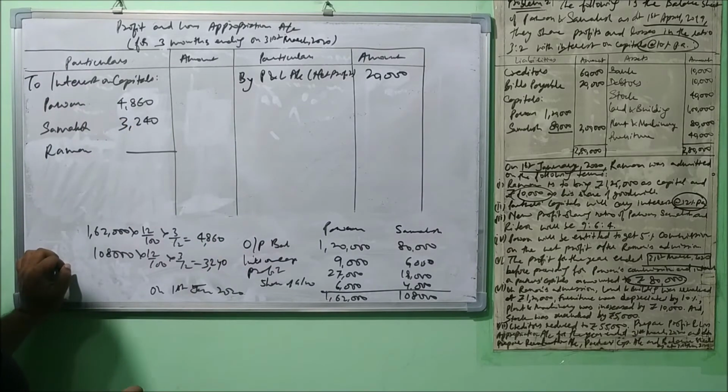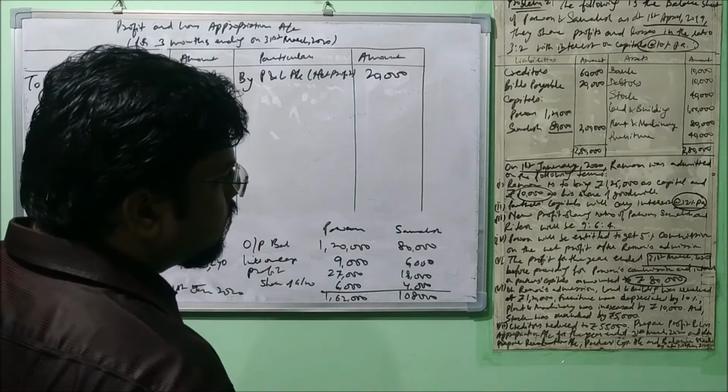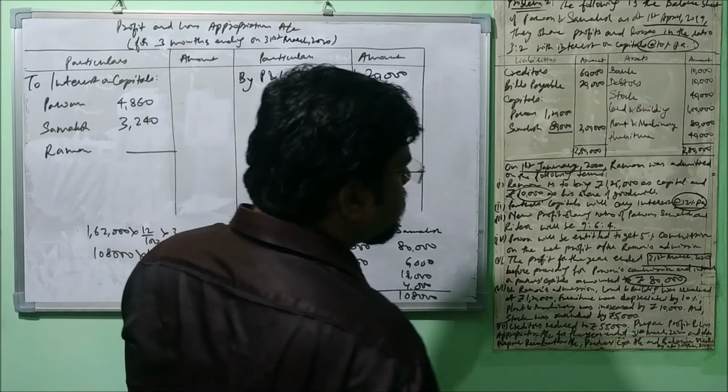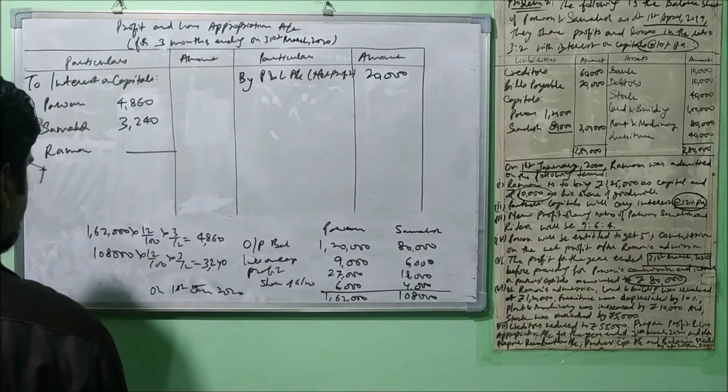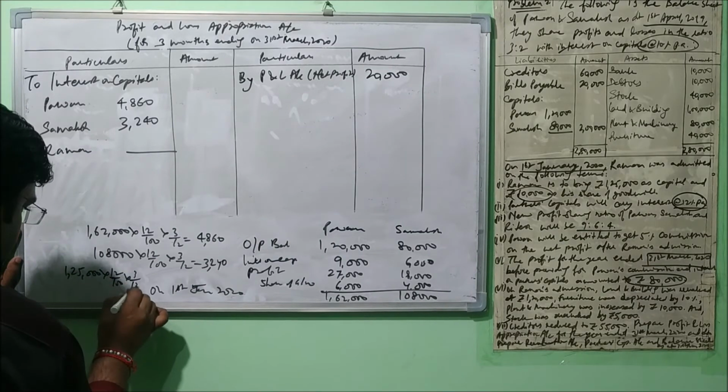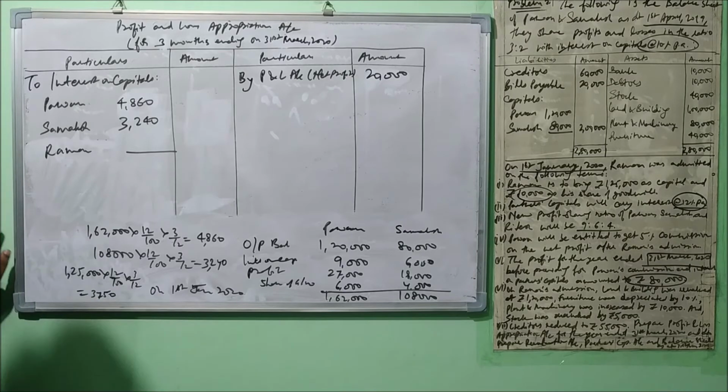Now let's calculate for Raman, the new partner. We did not mention him here because he is coming on the very last day, so he is bringing 1,25,000. So we'll directly calculate on 1,25,000, 12 by 100 multiplied by 3 by 12. It comes out 3,750.